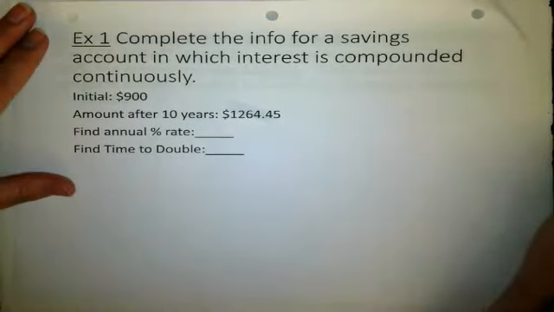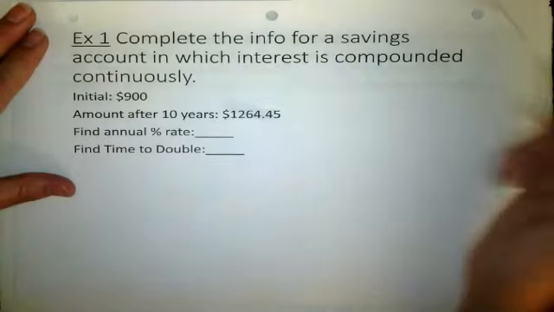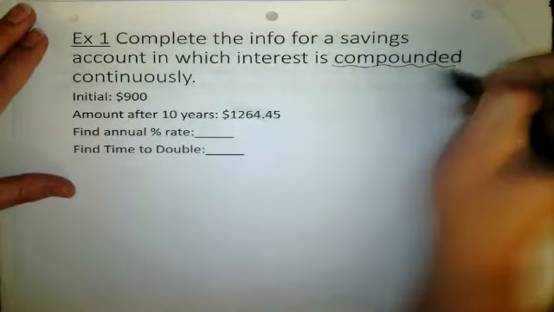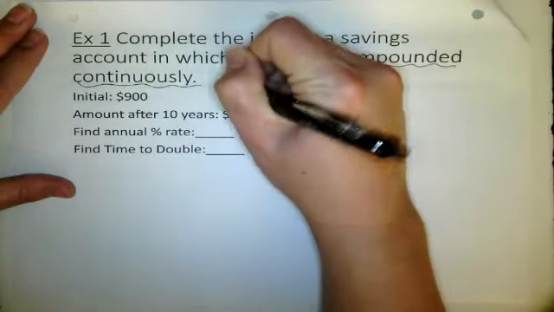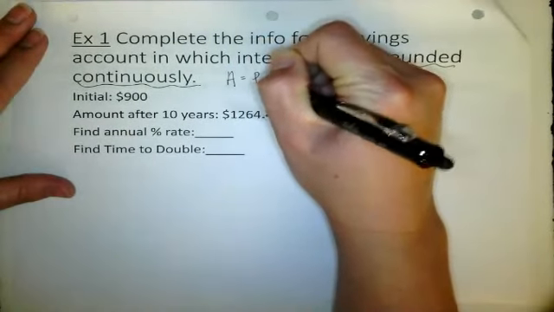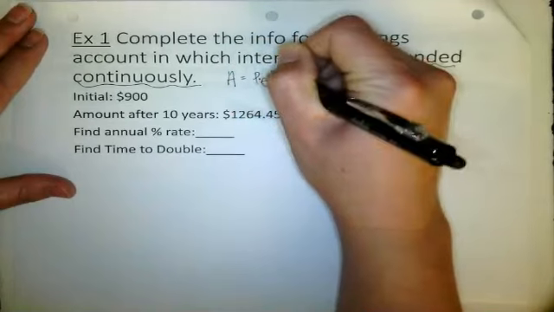Again, you can pause this at any time if you need to copy down more stuff. So first of all, they're telling us it's compounded continuously. And since it's compounded continuously, we know we're going to use our PERT model, A equals P times e to the rt.